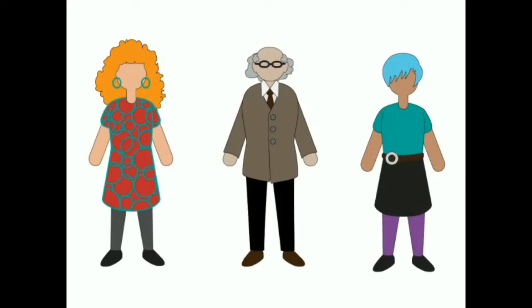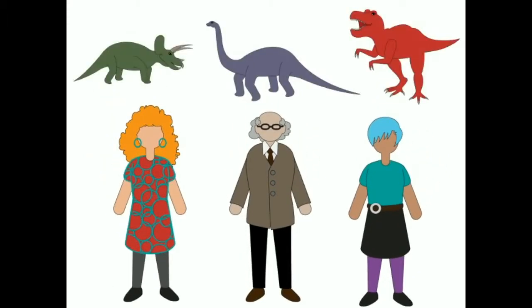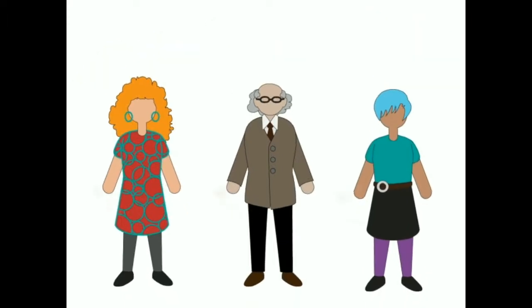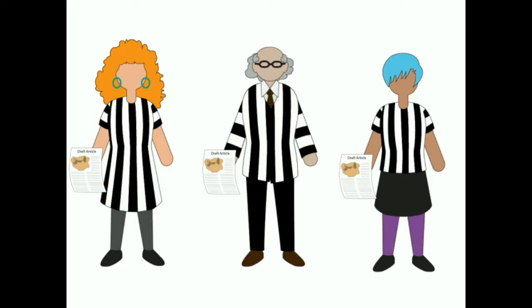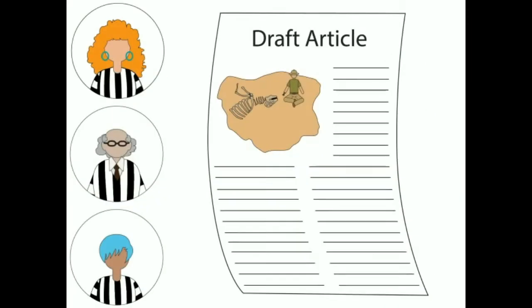These experts are the author's peers, since they're working in the same research area. And since they're making a judgment about the article, they're sometimes called referees. So peer-reviewed articles are sometimes called refereed articles.